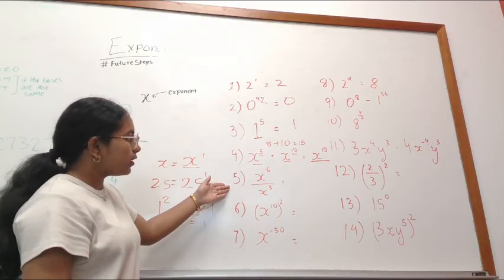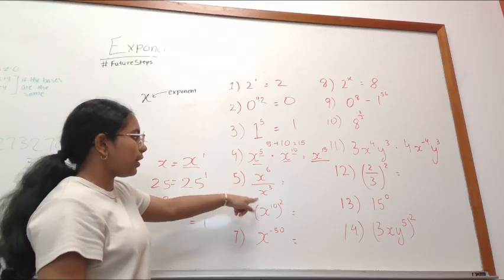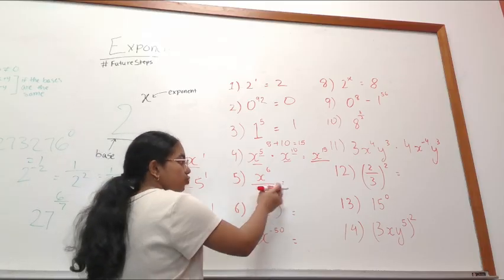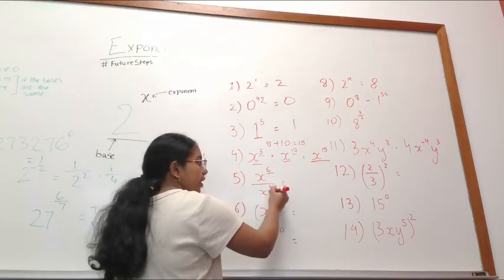And number 5 is x to the power of 6 divided by x to the power of 3. According to a rule, if you divide, you subtract. So in this case, it's 6 and 3.